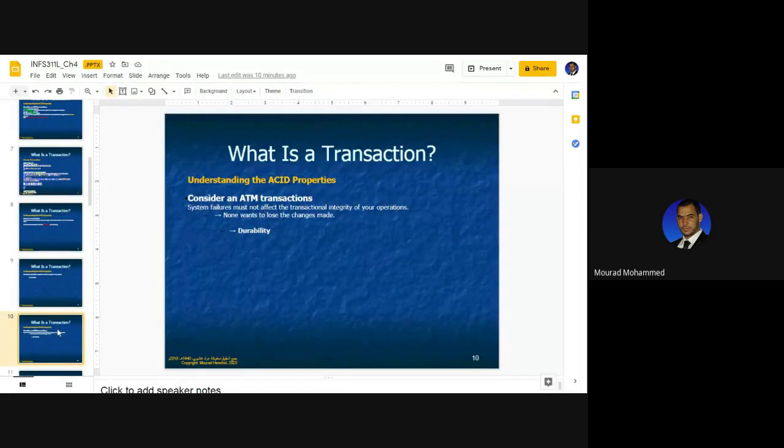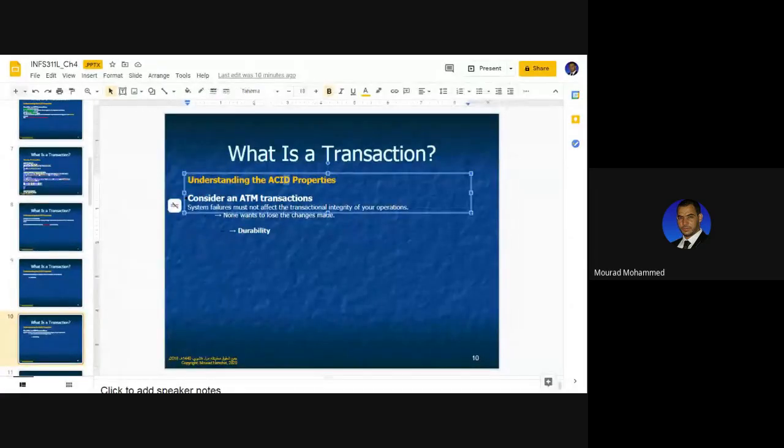The fourth and last property that has to be respected is the D, the durability. Me, Murad, I withdrew money and the system has run well. You, Fatma, you withdrew money and the system has run well. Abdessattar also withdrew money and the system has run well. But for Khalid, no. The system did not update. He requested 100 riyal, but the machine gave him only 50.